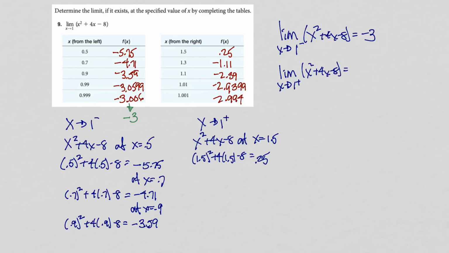So it looks like as x is approaching 1, coming in from the right side, these function values seem to be approaching, do you see it? Looks to me like it's approaching negative 3. So what we're going to say is the limit as we approach 1 from the right side of this function seems to be negative 3, and now you can see that these two are equal. So we will now conclude that the limit as x approaches 1 of x squared plus 4x minus 8 is equal to negative 3.